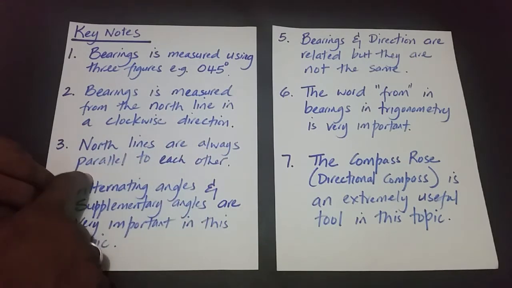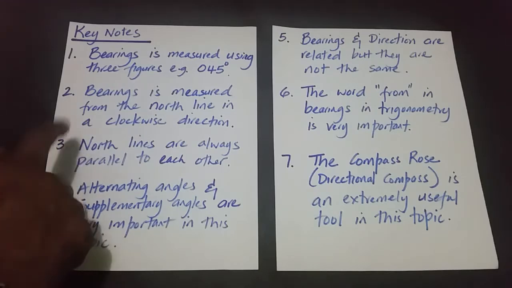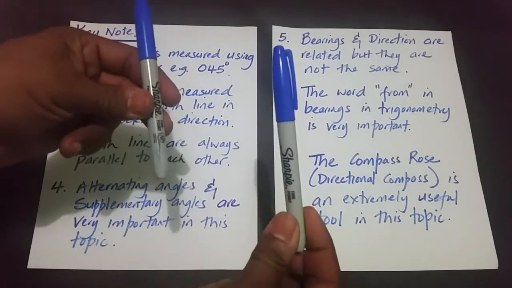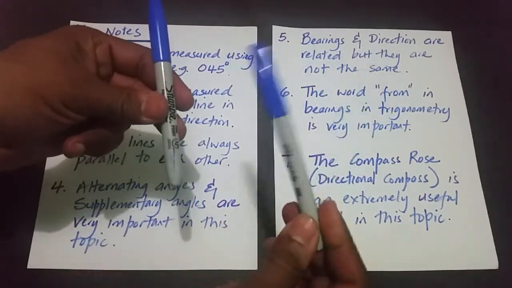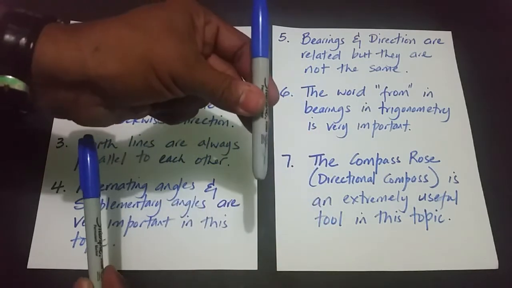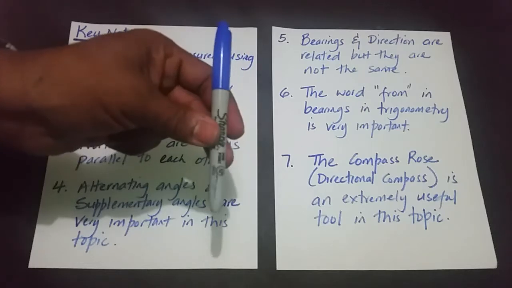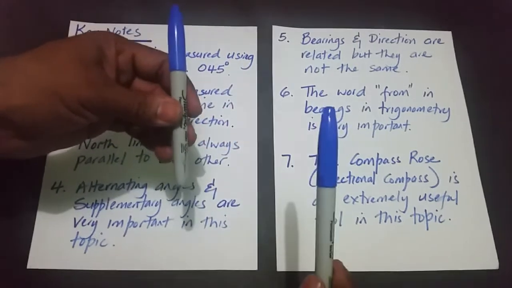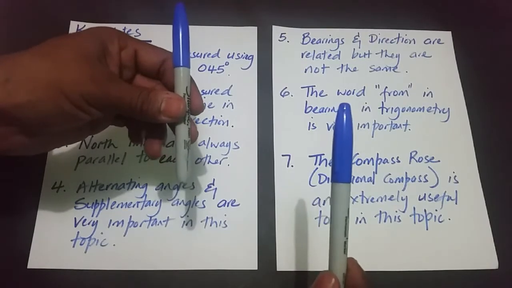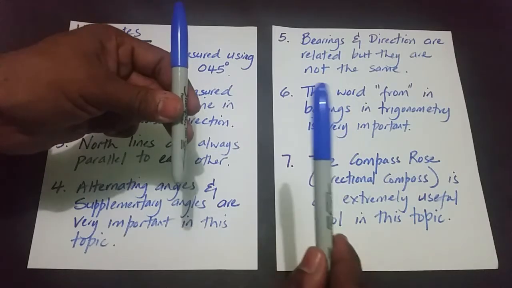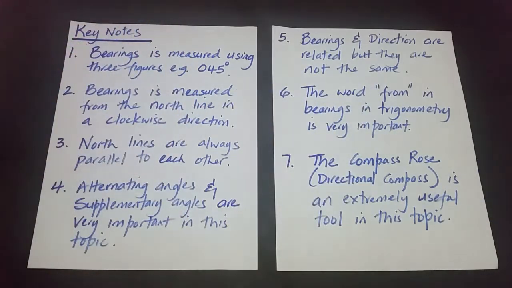North lines are always parallel to each other. In some questions, you're going to have more than one north line, and when you do, the north lines must always be parallel to each other. They can't be slanted like this. Some questions only have one north line, and you don't have to worry about that. But as you get into the topic, you're going to realize that there are some questions that have 2 north lines in the solution, and they have to be parallel to each other. They can't be slanted like that, and you're going to see that.